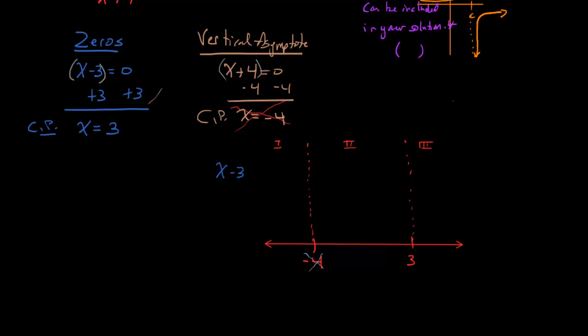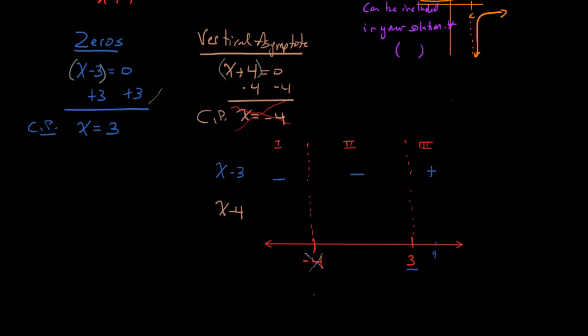I'm picking different colors here. So let's see if I pick this right. X plus 4. There we go. So x minus 3 corresponds to the critical point of 3. Pick a value to the right like 4. 4 minus 3 is a positive one. So to the right, x minus 3 is positive. To the left, it is negative.